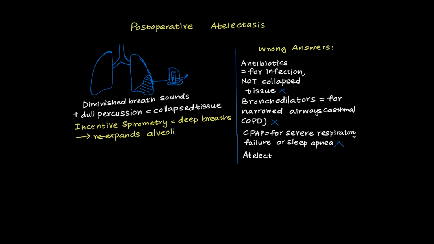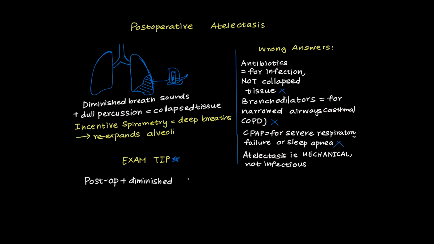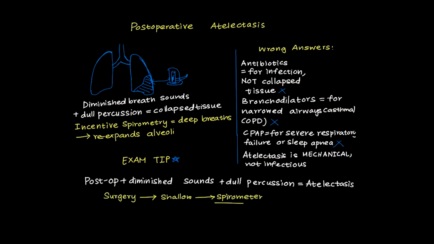Here's a WGU D443 OA exam tip for you. Post-operative shallow breathing plus diminished breath sounds plus dull percussion equals atelectasis, and the intervention is incentive spirometry. Quick recall hook: surgery makes breathing shallow. Shallow breathing collapses alveoli. The spirometer opens them back up. Surgery, shallow, spirometer.